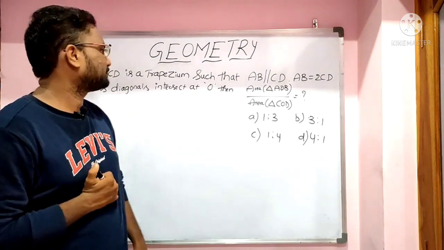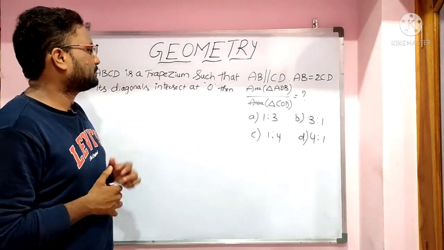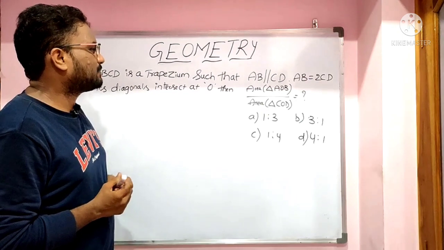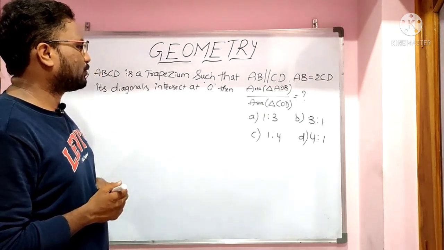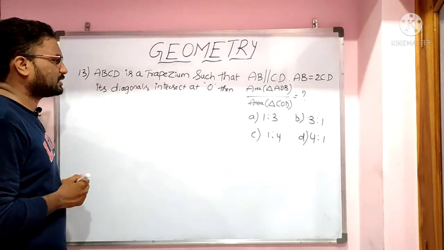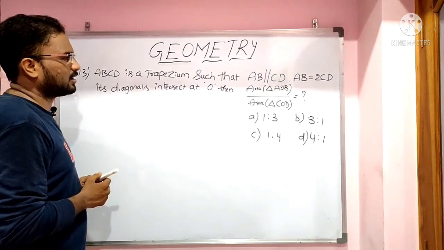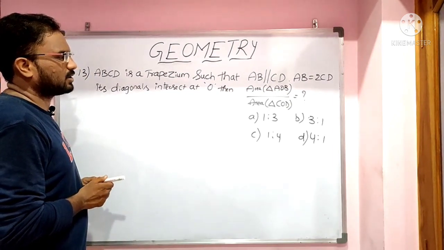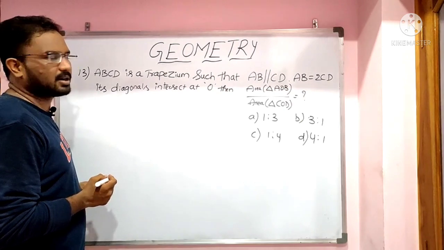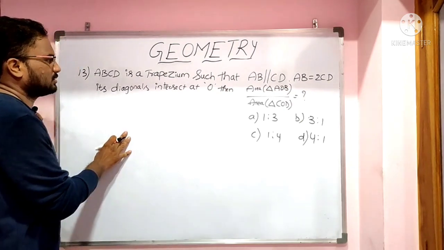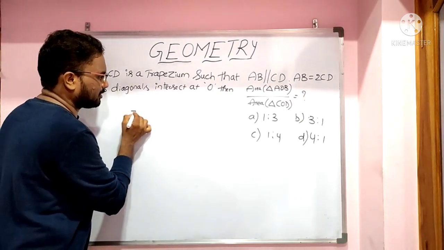Next problem. ABCD is a trapezium such that AB is parallel to CD and AB equals 2CD. Its diagonals intersect at O. We need to find the ratio of the area of triangle AOB to the area of triangle COD. First of all, we will draw the figure, a trapezium.